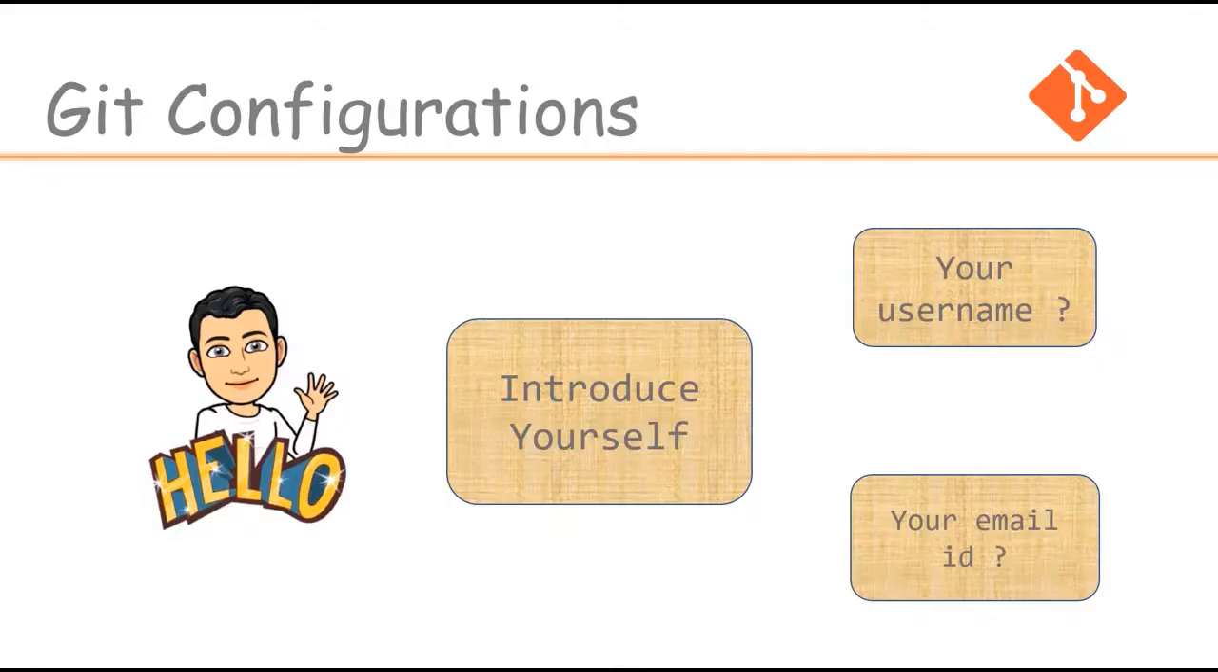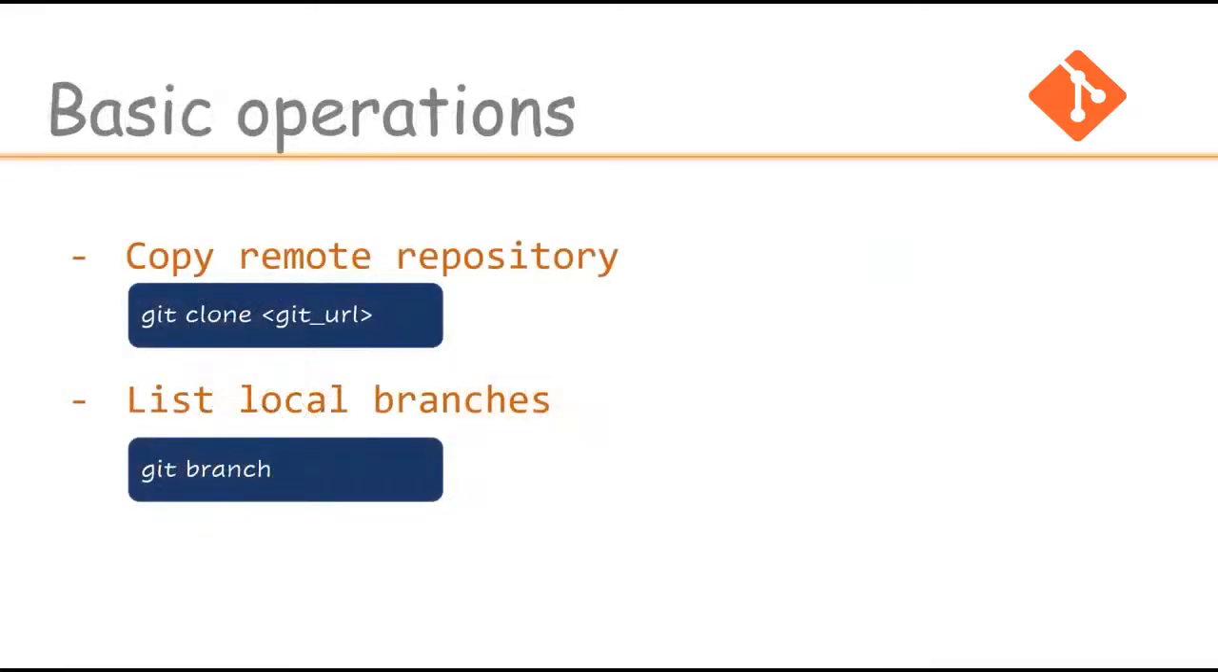So now let's move ahead and look at some basic operations. We have one remote repository created, but now we want that repository on our local machine. So how can we do that? For that purpose, we have the git clone command. This git clone command requires a git URL. So from where can we get this URL?